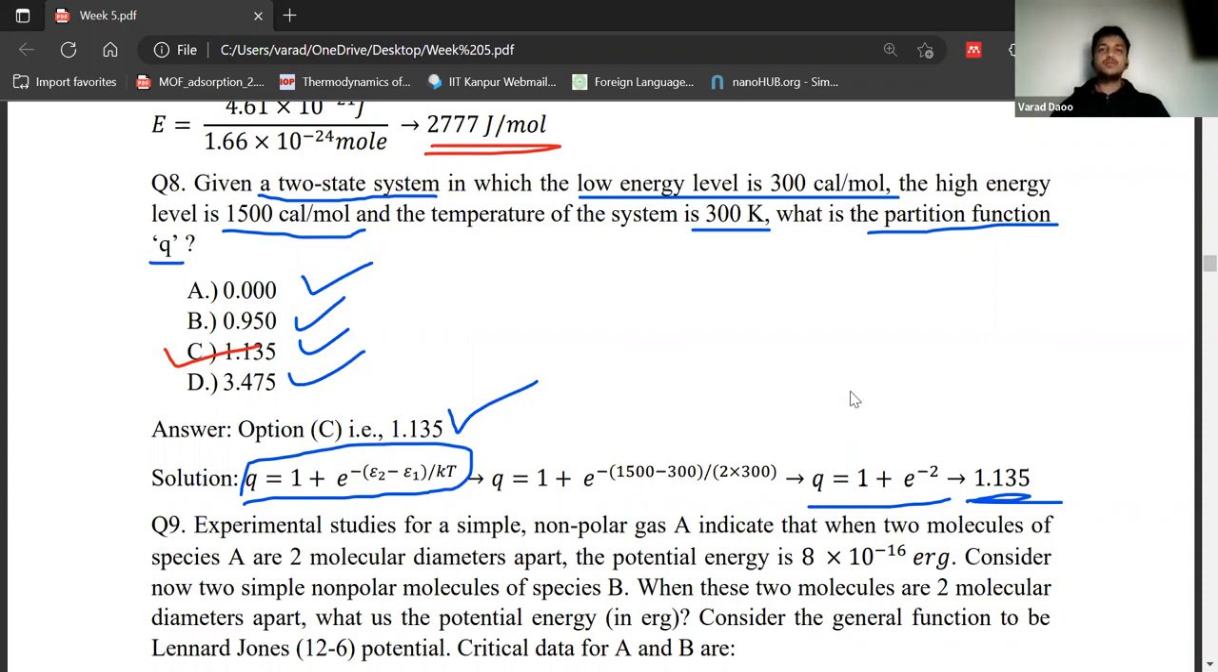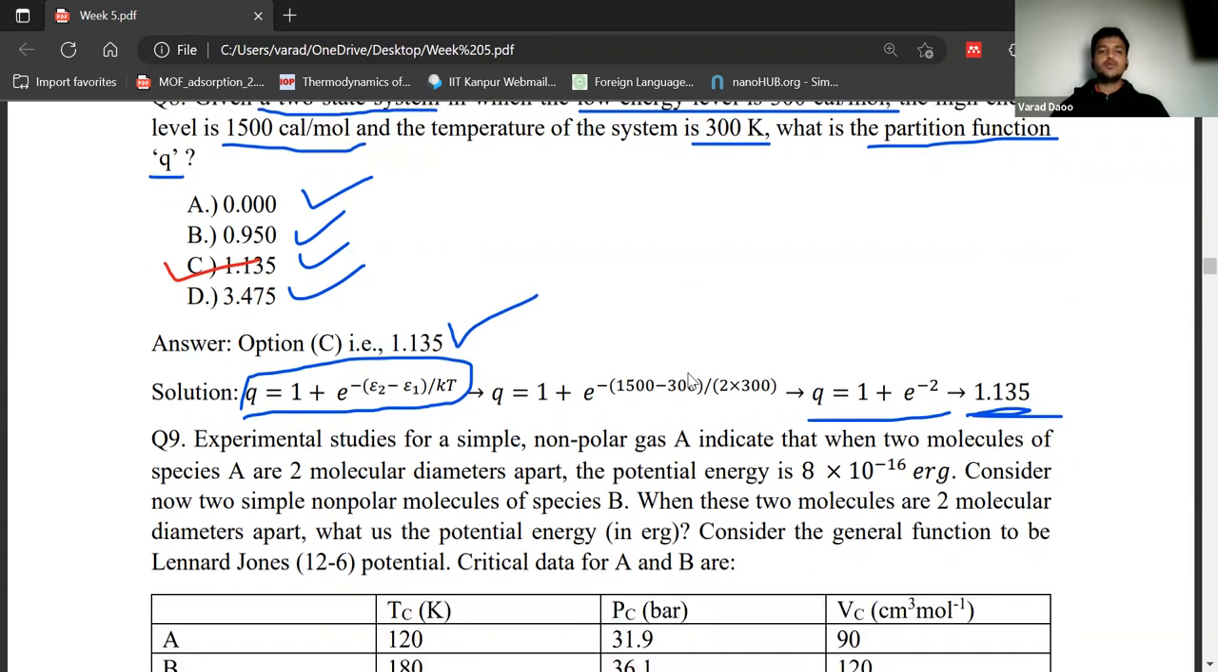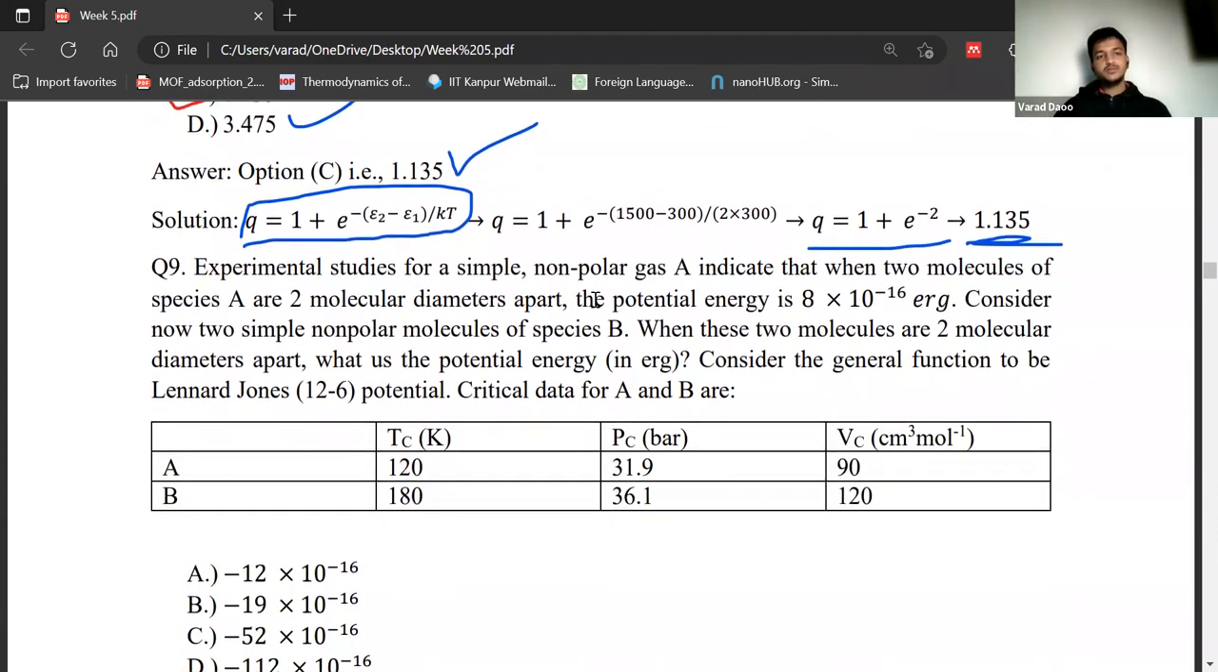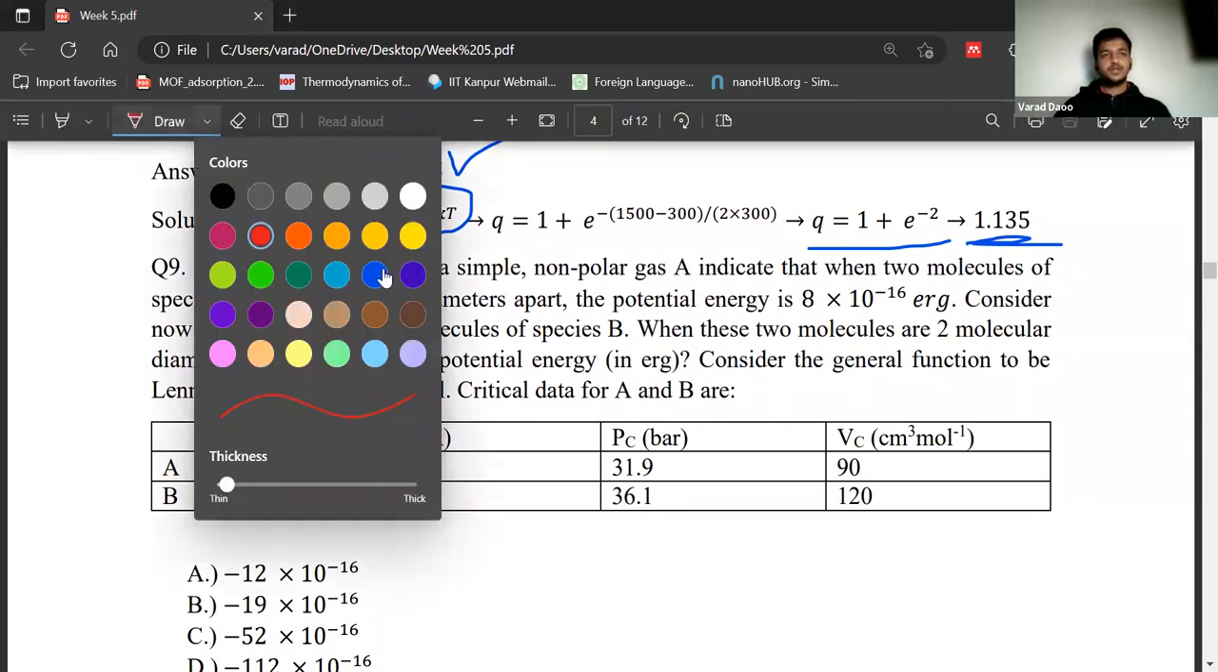Nobody has any doubt? Then we'll move on to the next question. So what is the next question? This is the next question. What we have is, let me change the color.